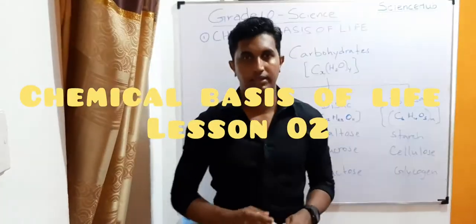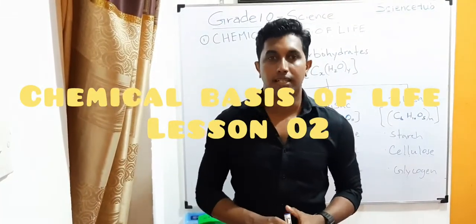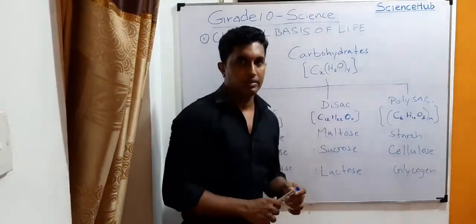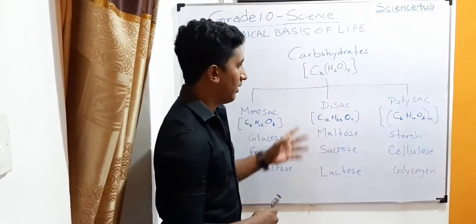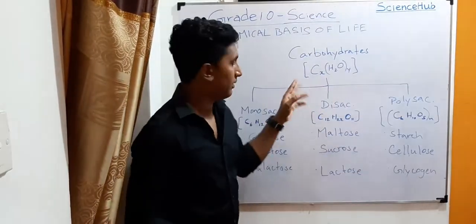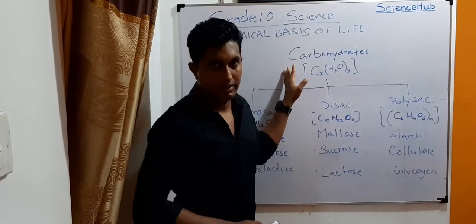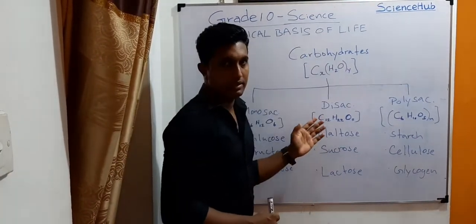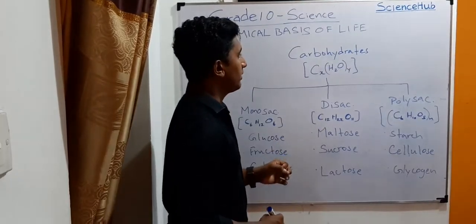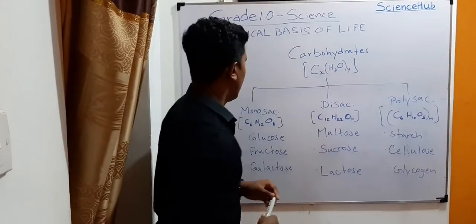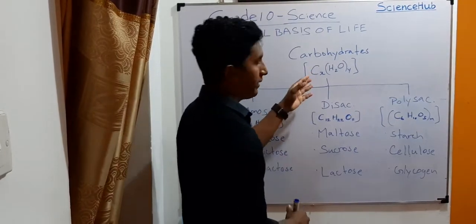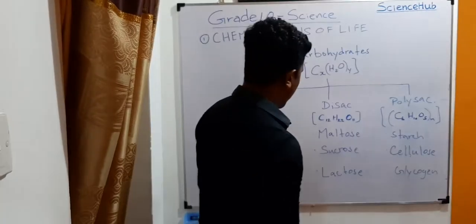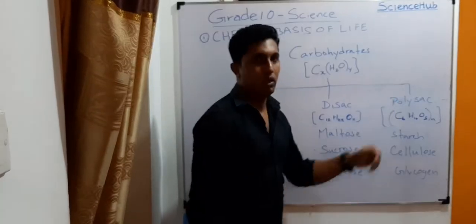Okay, this is the second video of the first lesson, chemical basis of life. We stopped at this point in the last video, and today we are discussing the categorization of carbohydrates. We can categorize carbohydrates into three subcategories: monosaccharides, disaccharides, and polysaccharides.